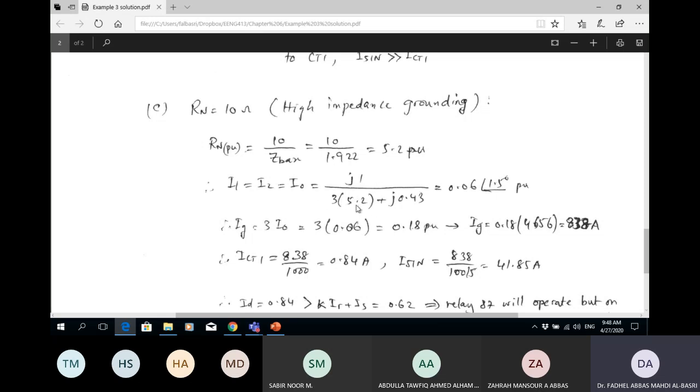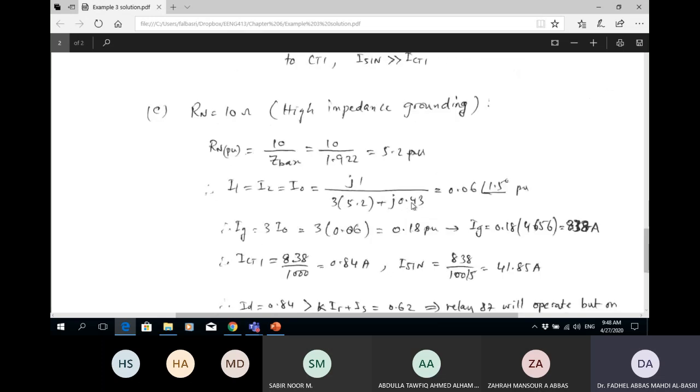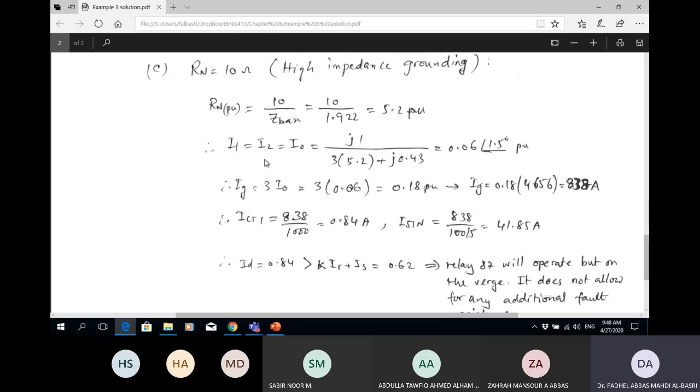Now I use it here, 3 times Rn plus the sum of all the positive, negative, and zero sequence impedances. I got the fault currents, zero, positive, negative, zero currents, and from which 3 times I naught gives me the fault current in per unit, and if you multiply by base current, I get the fault current in ampere. And now if I divide by the CT ratio of the differential relay, which is 5,000 over 5, which is 1,000, it gives me this current. And if I divide this fault current by the neutral CT, I got this current.